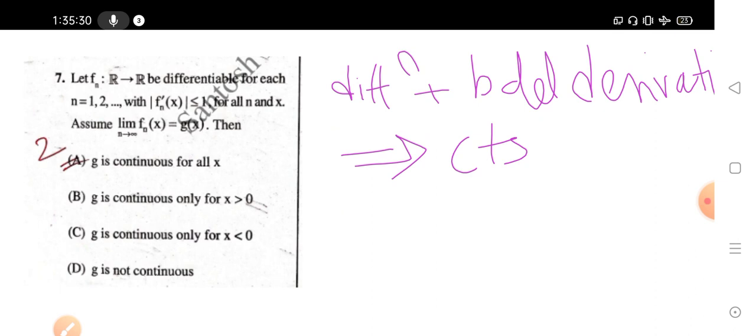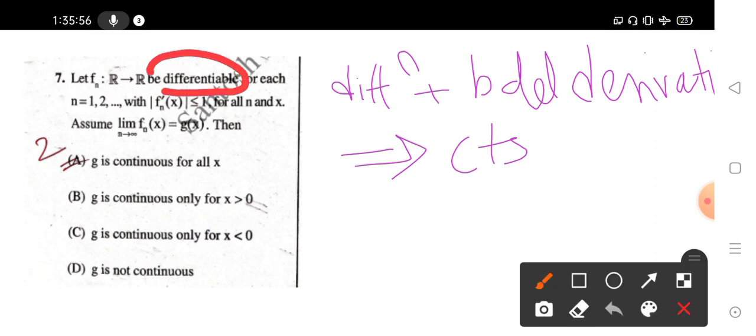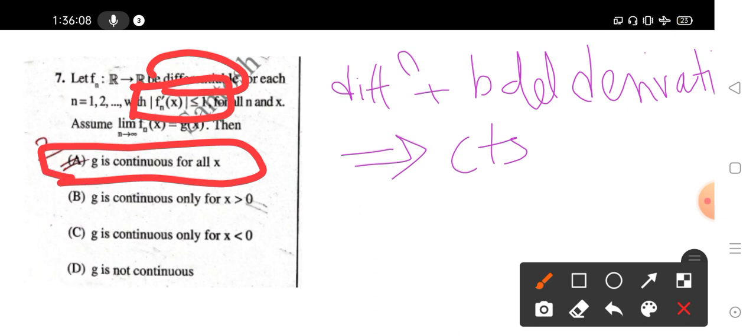Let fn from R to R be differentiable for each n from 1 to infinity, with modulus of fn'(x) less than or equal to 1 for all n and x. Assume the limit as n tends to infinity of fn(x) is equal to g(x). Here is one result: differentiable plus bounded derivative implies continuous. Given that fn is differentiable with a bounded derivative less than or equal to 1, this implies g is continuous for all x. A is correct. Next question.